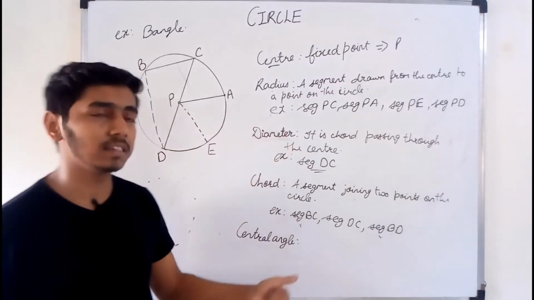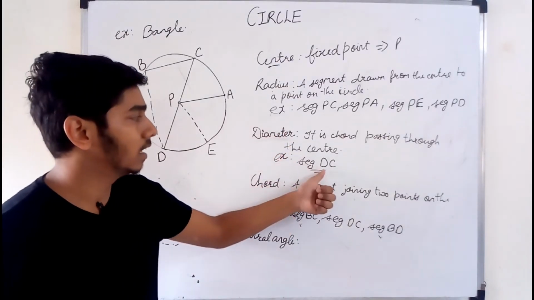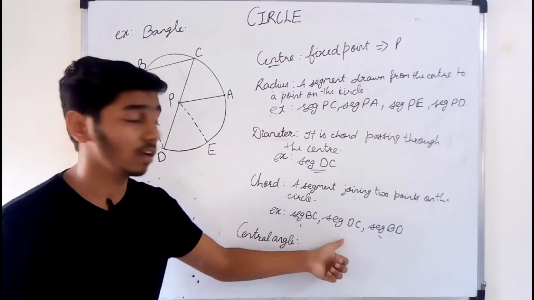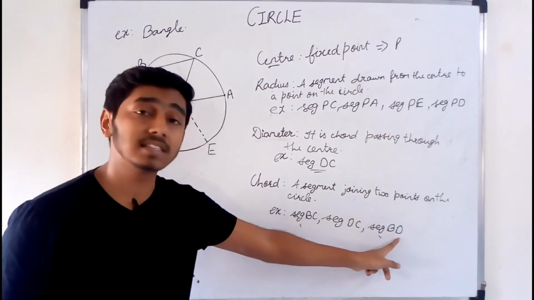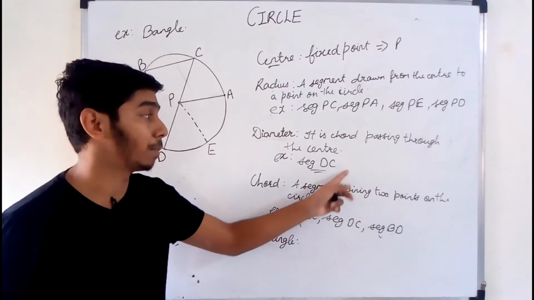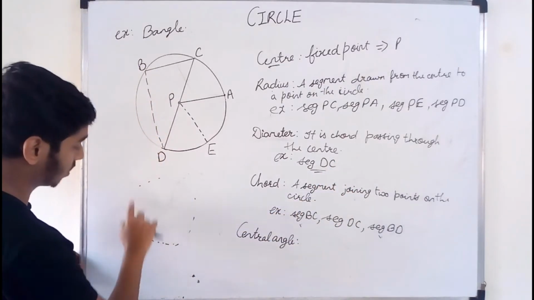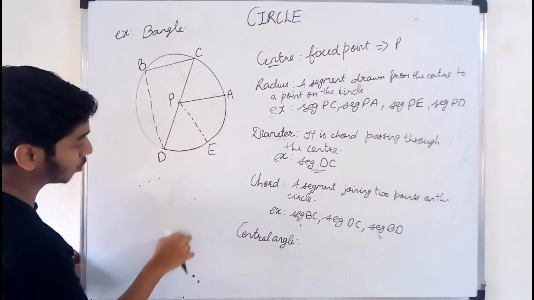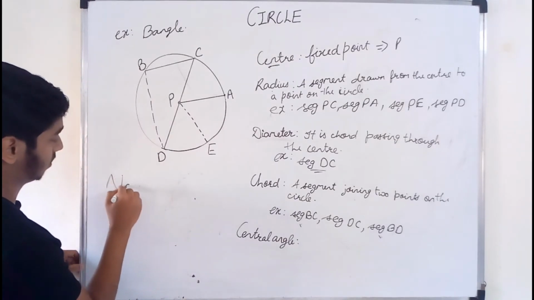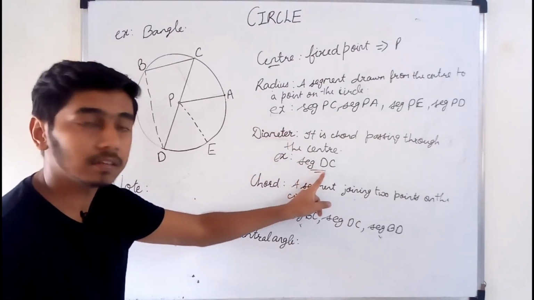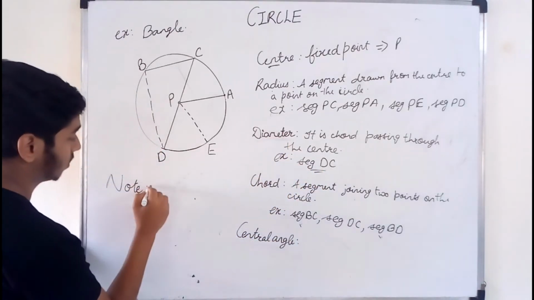Now if you notice one thing, can I say segment DC as the chord? Yes, segment DC as the chord. But can I say BC and BD as diameter? No, that is not happening in this case. So we can take a note of this. I want you to make a note of this, which says, okay, every diameter is a chord. I'll write it.